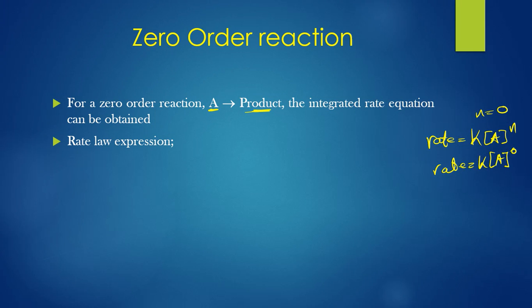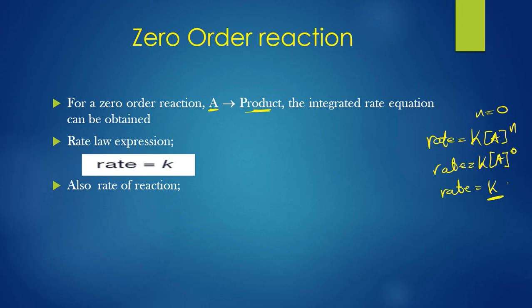So here we're going to have 0. But according to the rules of indices, any number or any letter to the power 0 is the same as 1. So we're going to have just k like that, because here we have 1 times k. So it's going to take this form here.